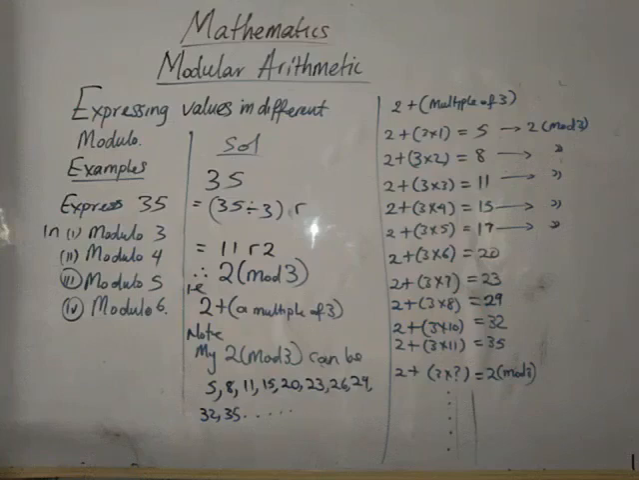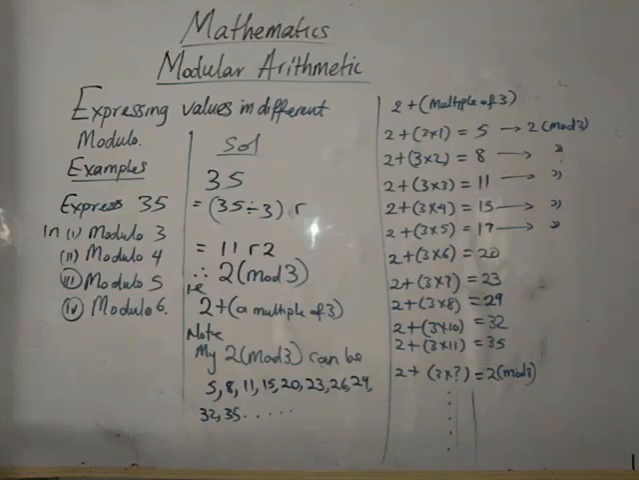Now, to express 35 in the following modulo, we are actually trying to say we want to express 35 as a remainder of the multiple of the given modulo. Meaning, to express 35 as a modulo 3, we want to express 35 with respect to the remainder of 35 considering the multiples of 3.